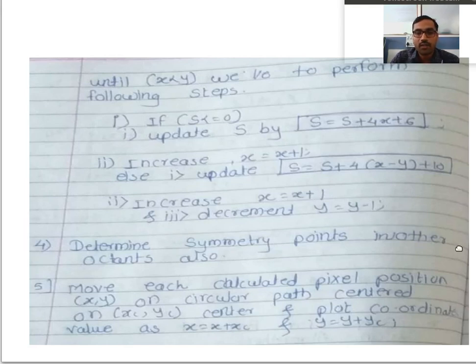Determine symmetry points in another octants also, and move each calculated pixel position xy on circular path centered as xc, yc center, and plot coordinates value as x is equal to x plus xc and y is equal to y plus yc. So that's all for Bresenham circle drawing algorithm.